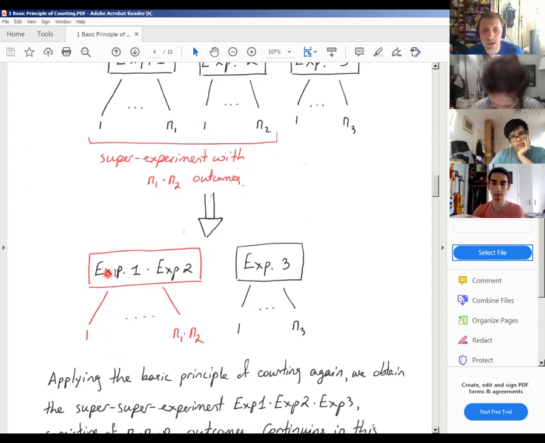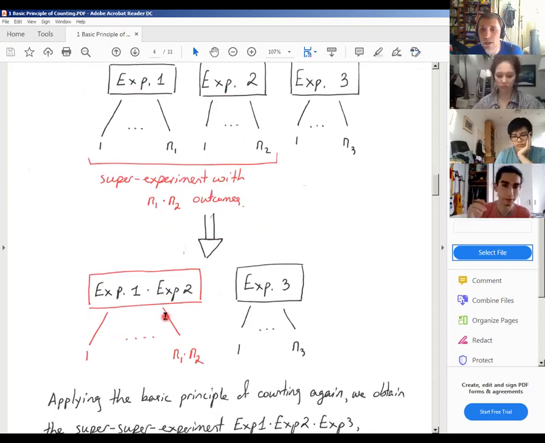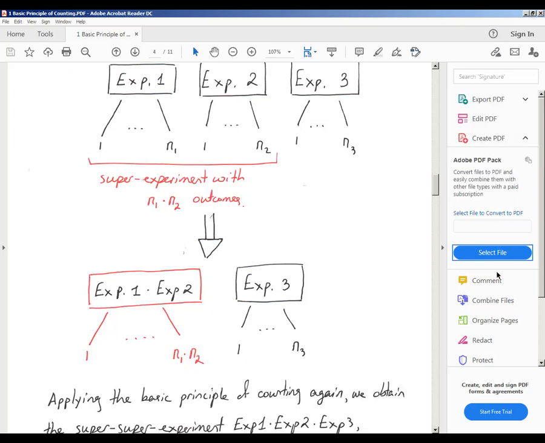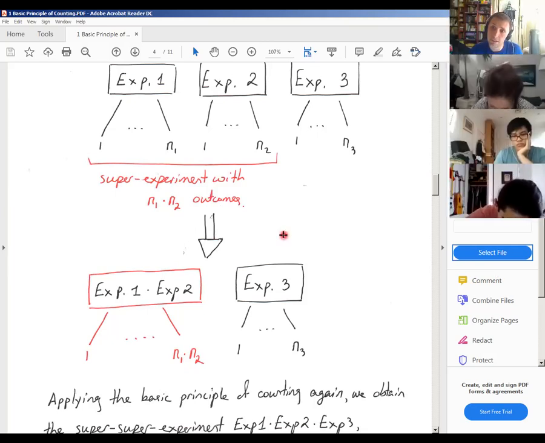So what it means now is that I can think of experiment 1 and experiment 2 together as a super experiment consisting of N1 times N2 possibilities. Do you understand? Yes or no, guys? Good. And the others I don't hear or don't see, guys, I do hope you participate, right? Yes, somebody came here.